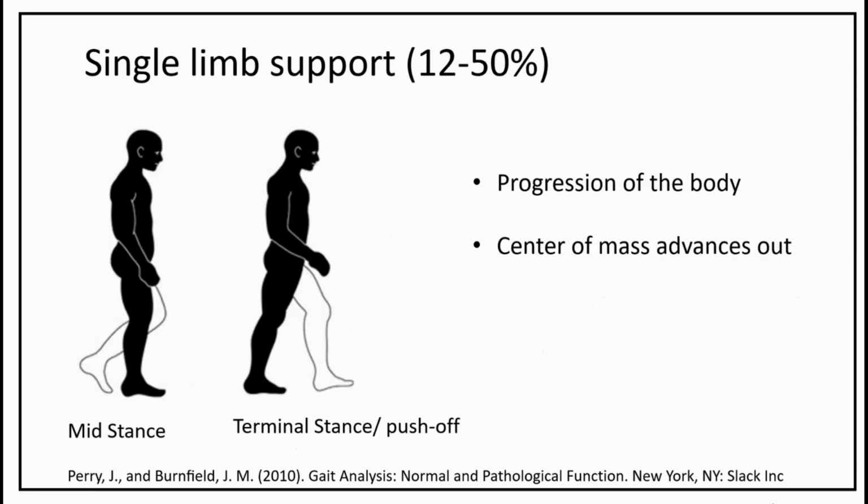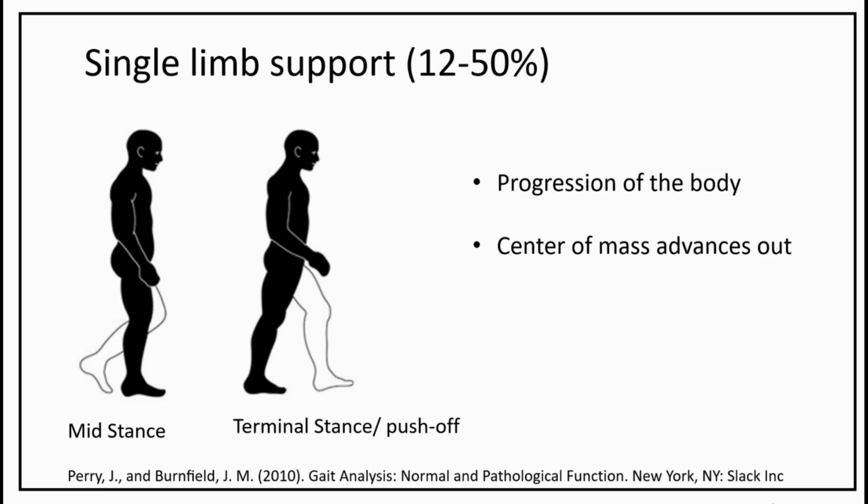Single limb support involves progression of the body over the foot and weight-bearing stability. The first subphase of single limb support is midstance, which is seen during 12 to 31% of the gait cycle. During midstance, the shank rotates forward over the supporting foot, creating the second rocker motion of the cycle. This maintains the forward progression of gait. The second stage of single support is terminal stance, or push-off, which goes from 31 to 50% of the gait cycle. During terminal stance, the center of mass advances out in front of the supporting foot. The heel raises off the ground as you roll onto the ball of the foot, creating the third rocker motion of the cycle.